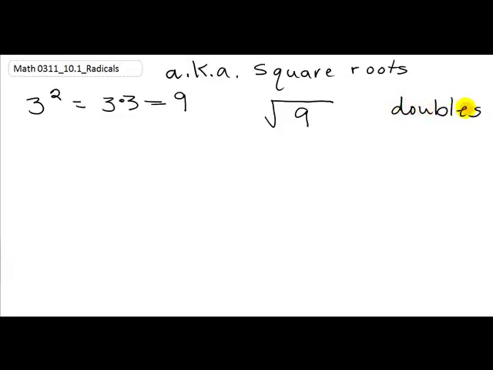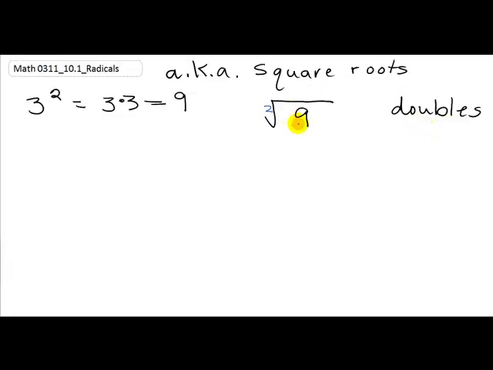I also want to remember that when I have this radical sign, that's what this little deal is, if there's not a number in this position, then it is the square. But for now, I'm going to go ahead and write the 2, just so we remember we're looking at a 2, the square. And so we're talking about doubles, because we will look at other roots.